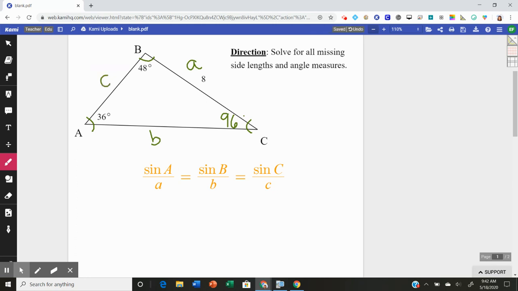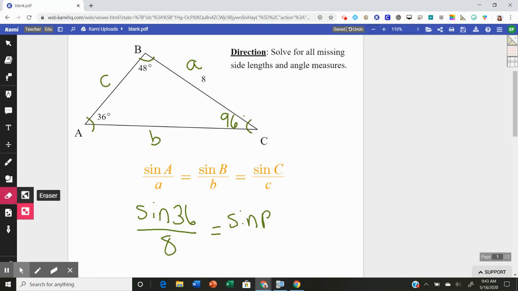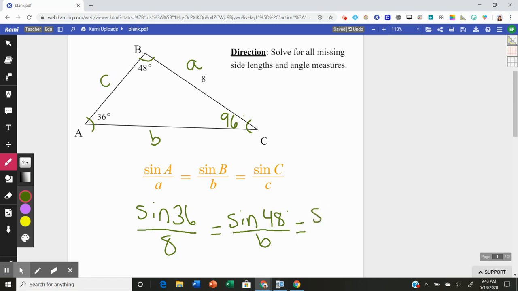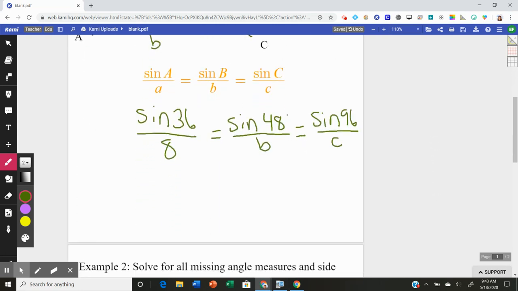So let's fill in anything that we know so far. We know sine, so angle A is 36 degrees. And we know the side opposite from 36 degrees has a length of 8. Sine of B, we know is 48 degrees. So let's throw that in there. 48 degrees over lowercase b. We don't know that side. We'll have to figure that one out. And then sine of 96 degrees over C, we don't know that one as well. So we have 2 that we need to solve for here. We need to solve for the side length B and the side length of C.